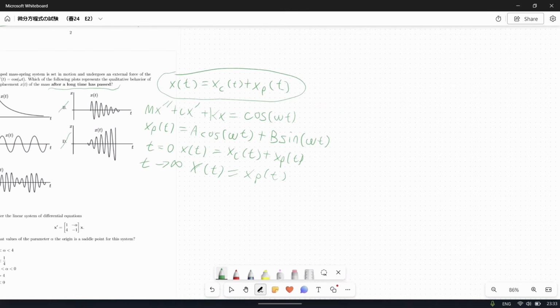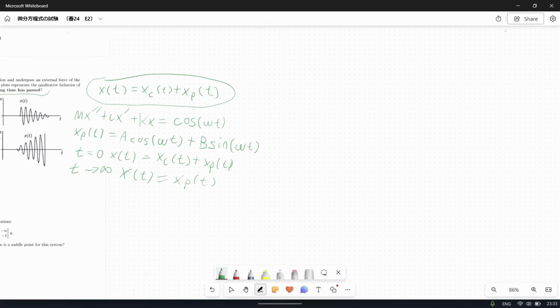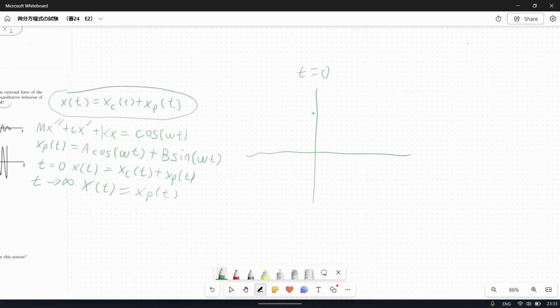And so if you were to graph this, let me set up 2 graphs. So you have a graph when t is equal to 0. The graph is going to be all over the place, because it includes information from the particular solution and the complementary solution. So you'd have some crazy wave that starts up here and is all over the place, like this or whatever.